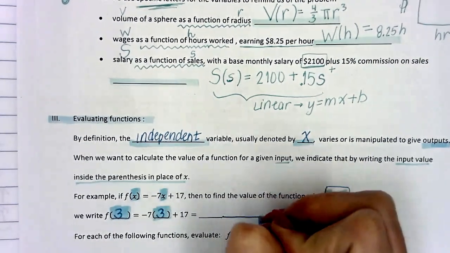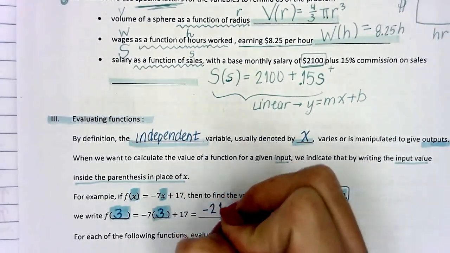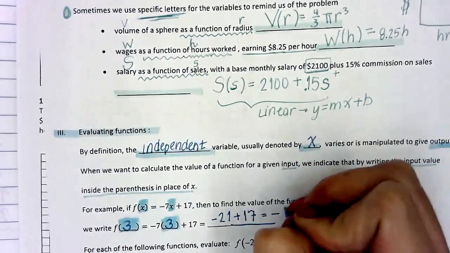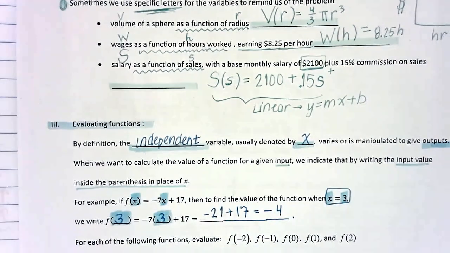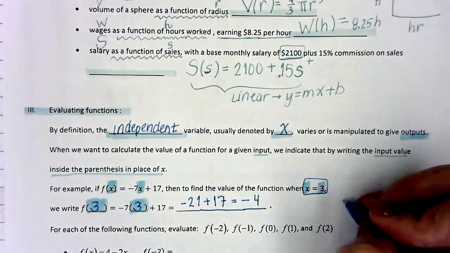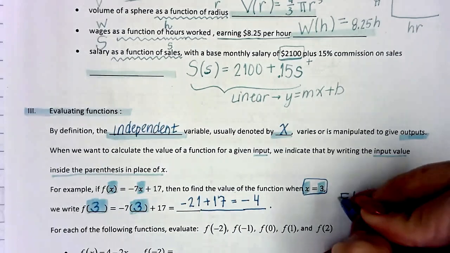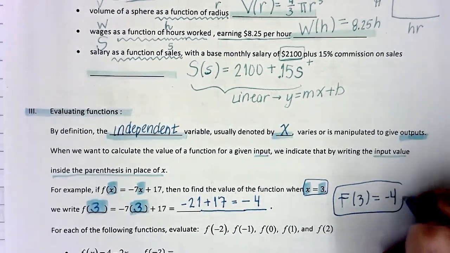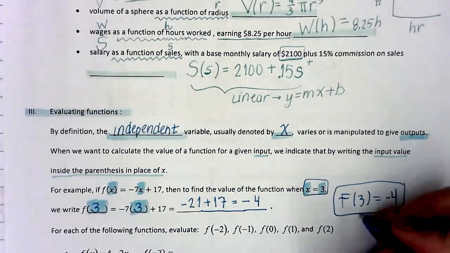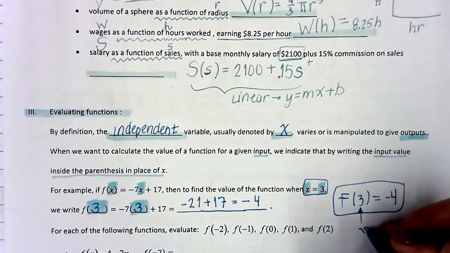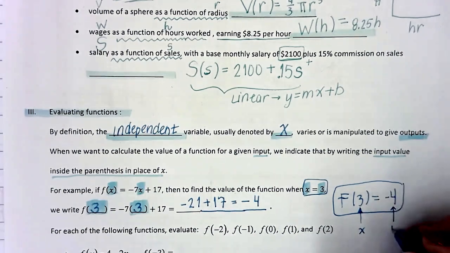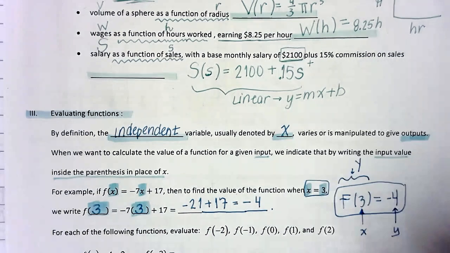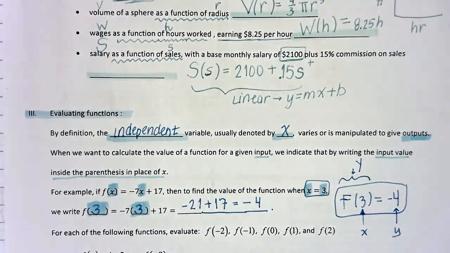I'm just going to extend this line, show a little bit more work than that. That's going to end up being negative 21 plus 17, which is going to be negative 4. Now, I would even say it's more important than you may realize to really write down f of 3 equals negative 4. This is a full thought, a full idea. This right here is my x value, and this is my y value, but this whole thing represents my y value, which could get a little confusing.